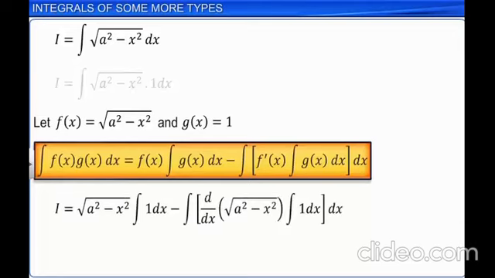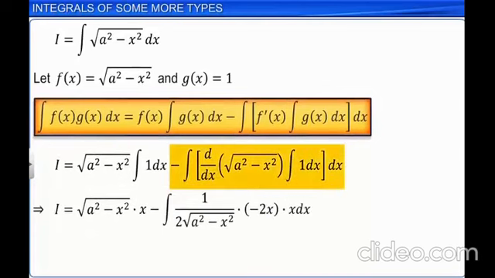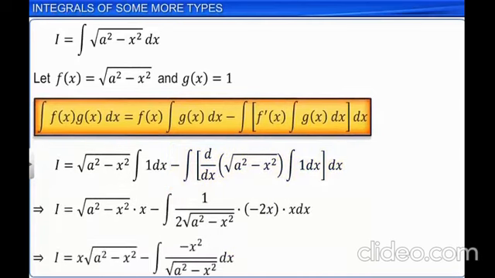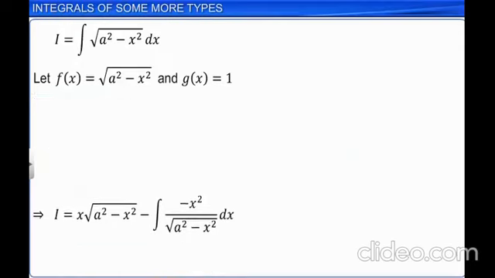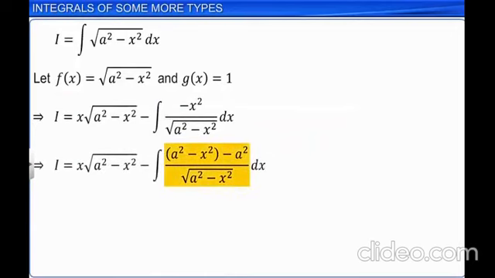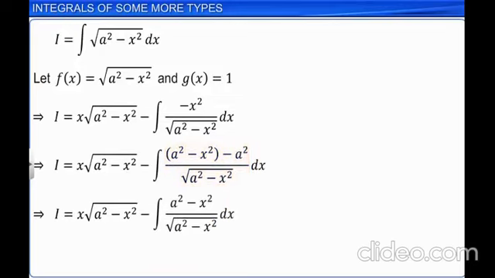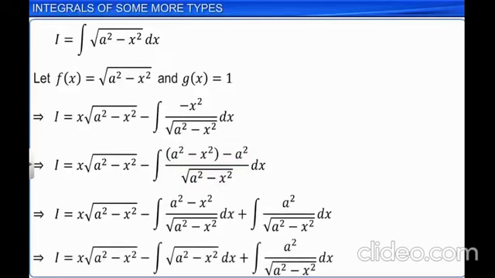On simplification, we get I is equal to x into square root of a square minus x square minus integral of minus x square upon square root of a square minus x square dx. Now, we add and subtract a square in the numerator of the second term, and then split it into two parts as shown. On simplification, the second term becomes integral of square root of a square minus x square dx. And this is nothing but the integral I.